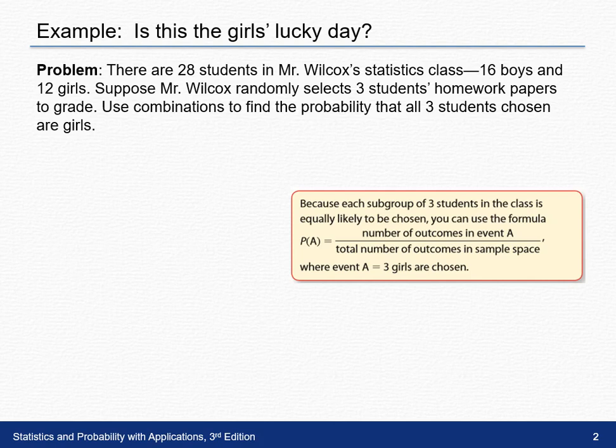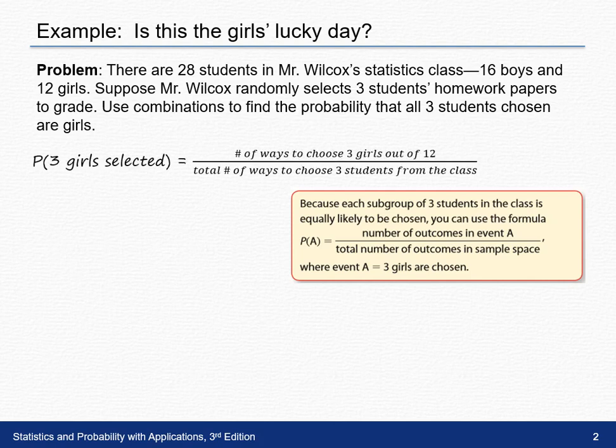So when I think about this in our context, the probability 3 girls are selected, because I need all 3 of them to be girls, is the number of ways to choose 3 girls out of 12 divided by the total number of ways to choose 3 students. So there's a distinction here. The numerator, the number of ways to choose 3 girls out of 12, is going to be a combination. It's going to be, of the 12 girls in the class, choose 3 of them.